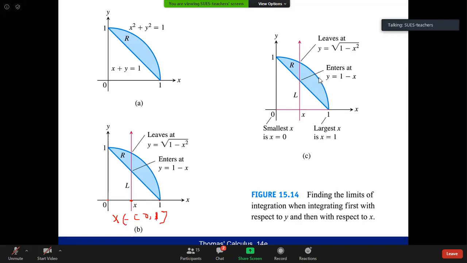After we know the smallest range of x, we say, what about we fix x0 first, and then we draw a line perpendicular to the x-axis, which is x equals x0. Then we can find the upper bound and the lower bound of y. The lower bound here is y equals 1 minus x, and the upper bound is y equals the square root of 1 minus x squared.